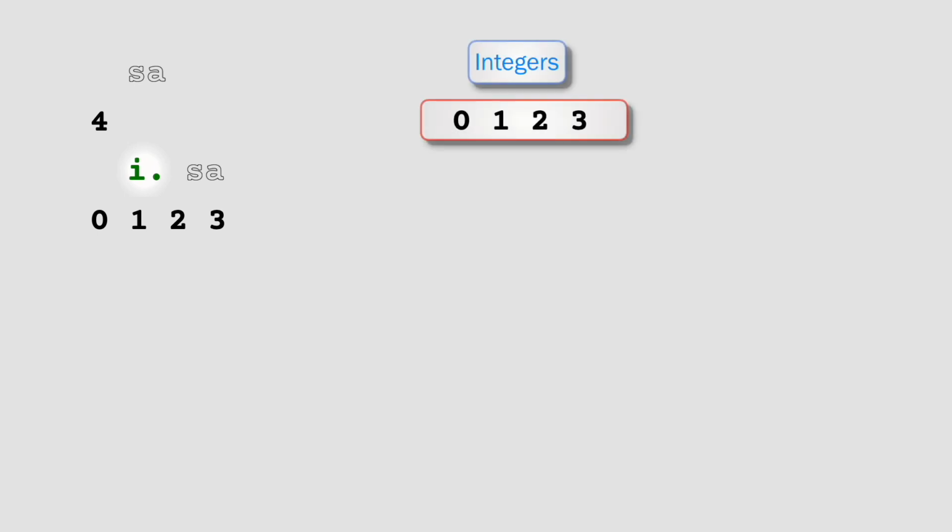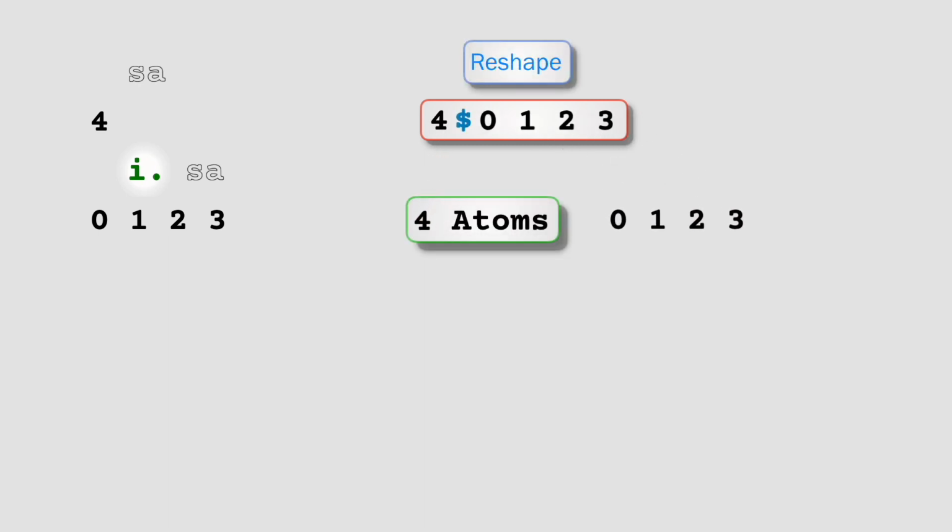Beginning with the simplest, an argument that is an atom, in this case, the integer 4. The integers that will be required are 0 through 3, and the argument is used to reshape the result into a list of 4 atoms. This is the most common way to create lists of integers for other verbs to use as their arguments.